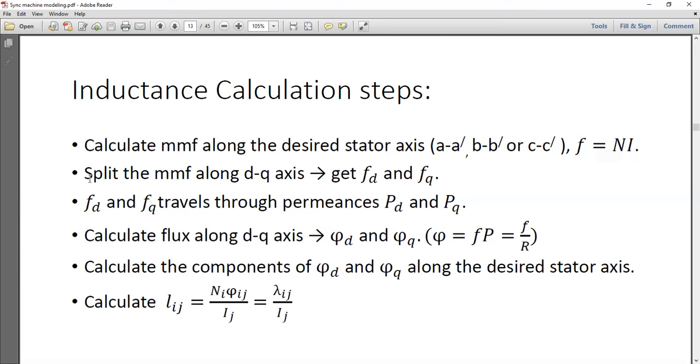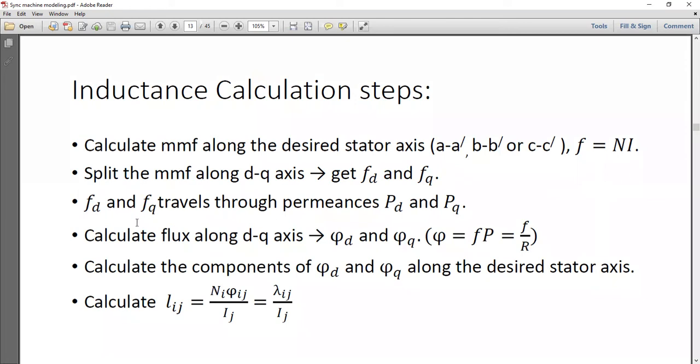Good. Then we will split, because remember we now have two axes, D and Q. So we will split those MMFs. First we calculate the MMF along our stator axis. Then we decompose them along the DQ axis to get the two components of the calculated MMF, FD and FQ. FD and FQ could be along the A axis. Let's say we are looking at the MMF for the A axis, so it would be FAD and FAQ, like that, FBD and FBQ, and so on.